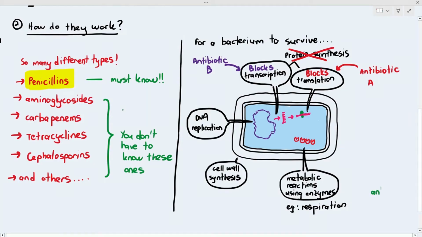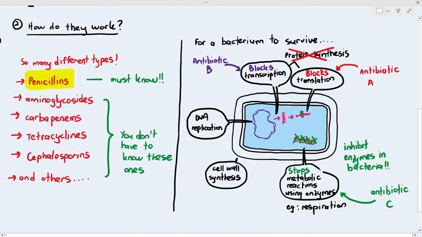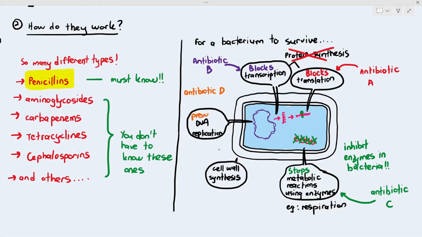Okay? Some antibiotics can also act as inhibitors, competitively or non-competitively. For example, antibiotic C can stop the metabolic reactions using enzymes. So the bacteria's enzymatic reaction stops. And there are other types of antibiotic, for example, antibiotic D, which prevents DNA replication. Now, you don't need to memorize all these examples because I did not show you those specific names of the antibiotics.